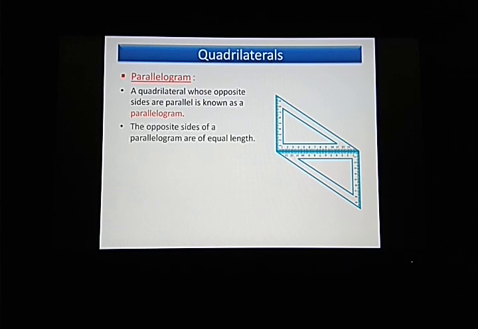Now the opposite sides of a parallelogram are of equal length. Yes, this side and this side are equal, just like a rectangle, the opposite sides are of equal length. Now next, the opposite angles of a parallelogram are of equal measure. Here all the angles are not of equal measure, only the opposite angles. This angle and this angle are of equal measure, and this angle and this angle will be of equal measure.